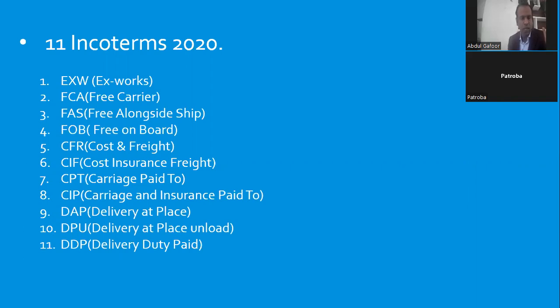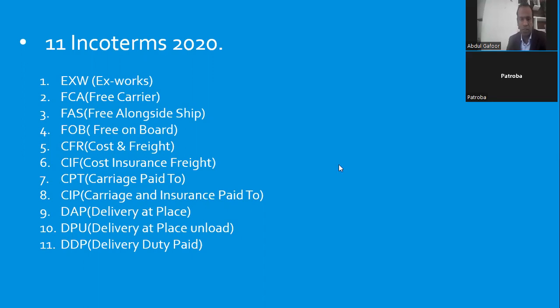So, carriage paid to. As I said, there are three things in Incoterms you have to understand, so it is easy to understand the process. One is the task, second is the cost, and third is the risk. Task is the movement of the goods from one location to another, from origin to destination. Cost is who will pay for the different activities, starting from packaging and the other costs.